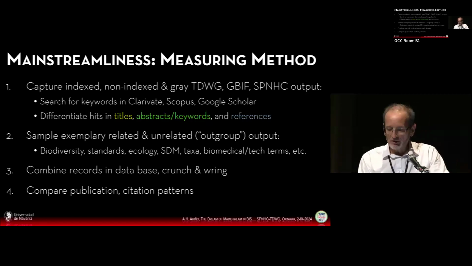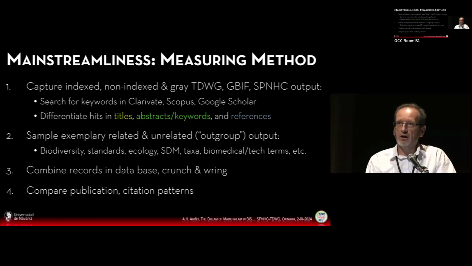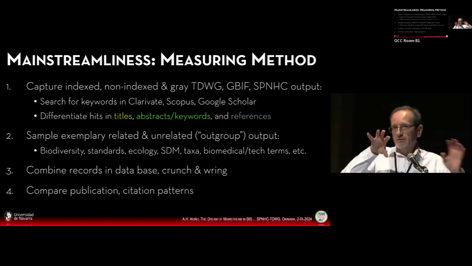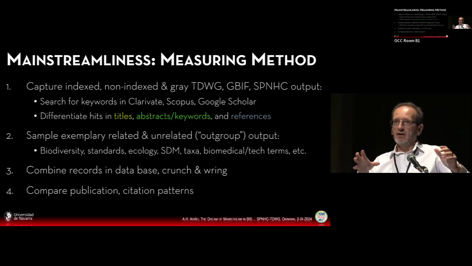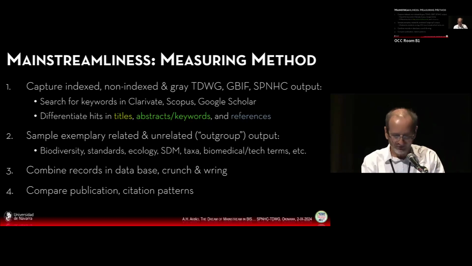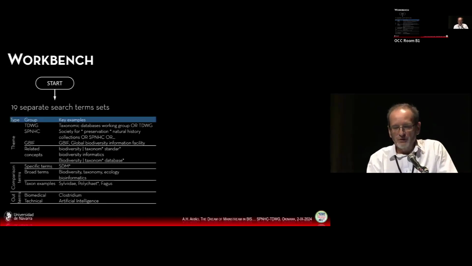So I measure the mainstreamliness through a sampling of literature, located both by indexing companies and by Google Scholar. I capture data, I look at several million records, and I take a sample of 100,000 and look at how they cite each other, and compare terms or searches pertaining to our remit with searches pertaining to others' remits, such as biodiversity, ecology, taxonomy, or even outgroups, such as biomedical terms or artificial intelligence, which is not necessarily an outgroup, but we might consider it so for the purpose of this. So those are the search terms I use.